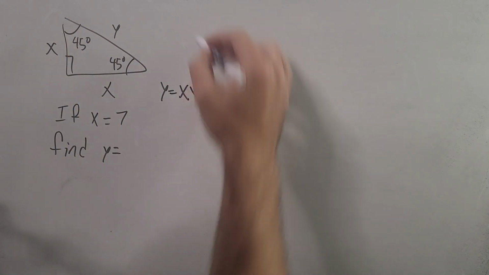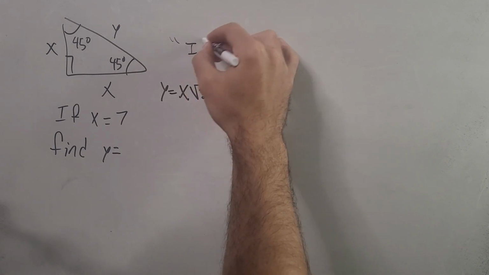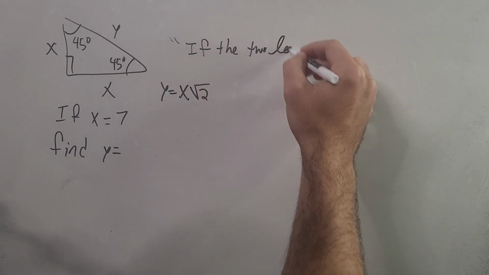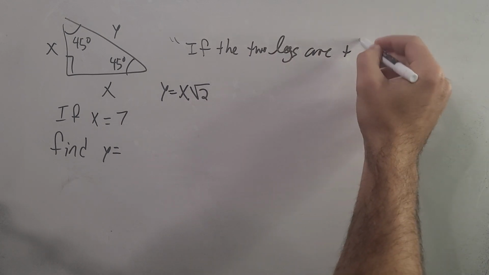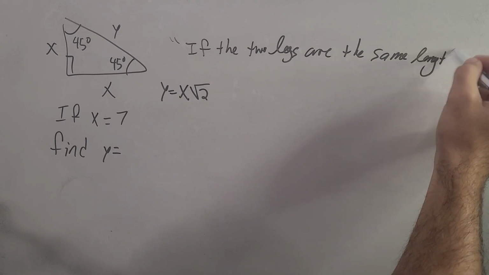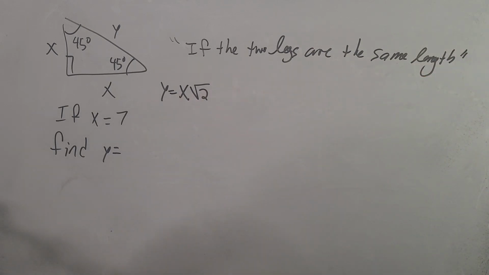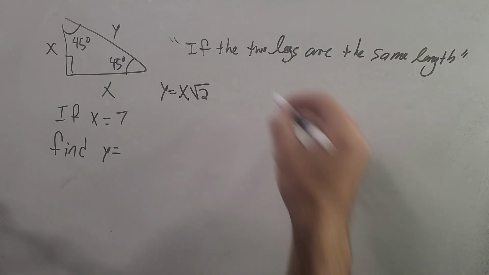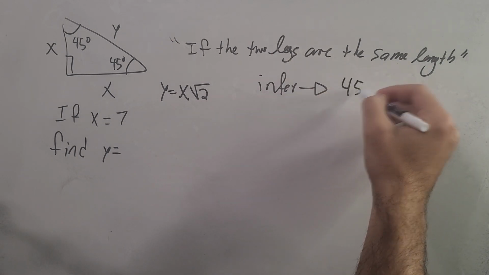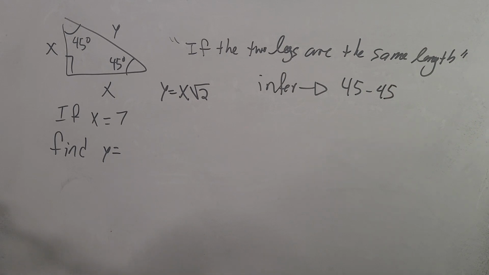Or they might say, if the two legs are the same length. If they tell you that the two legs are the same length, you can infer that we have a 45-45 triangle. So those are very telling details that help you create or build a triangle.